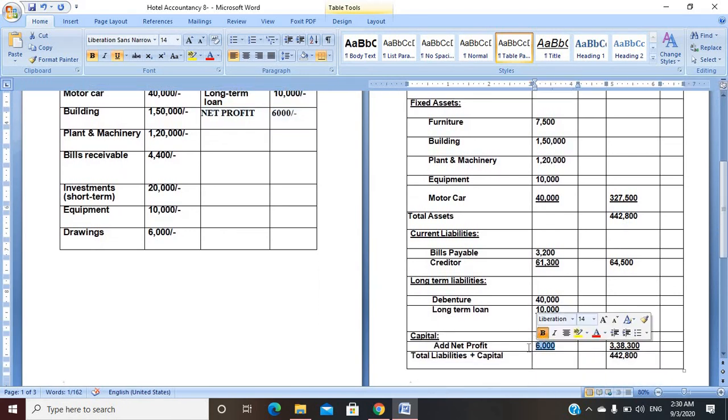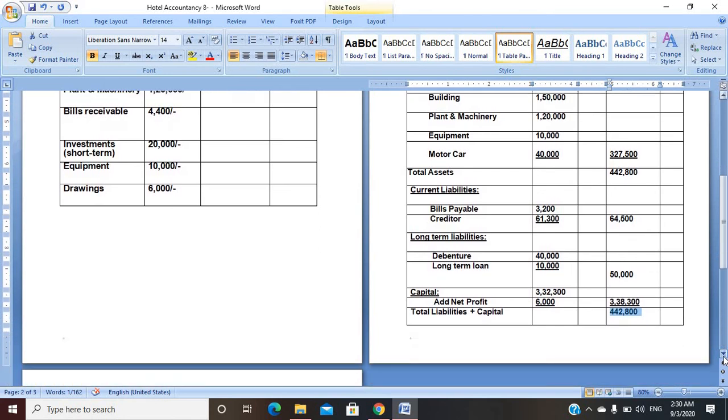So capital 3,32,300 plus net profit 6,000 gives me the figure 3,38,300. So total liabilities plus capital: liabilities 64,500 plus 50,000 plus 3,38,300 gives me 4,42,800. The total of the assets column is 4,42,800, and liabilities is 4,42,800. In this way the balance sheet matches. So our question has been sorted out.